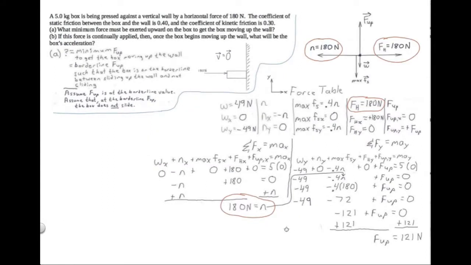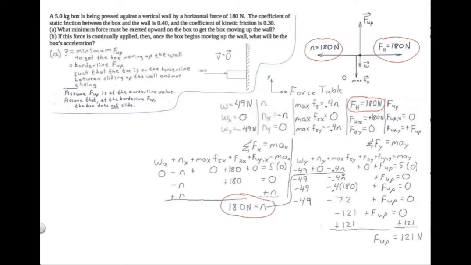Do our results make sense? This symbol stands for a magnitude, so it makes sense that it came out to be positive. 180 newtons is the magnitude of the horizontal force. Well, the horizontal force is trying to begin the box moving to the right through the surface of the wall. To prevent that from happening, the normal force is going to have to cancel the horizontal force.